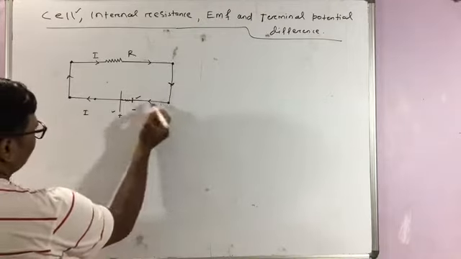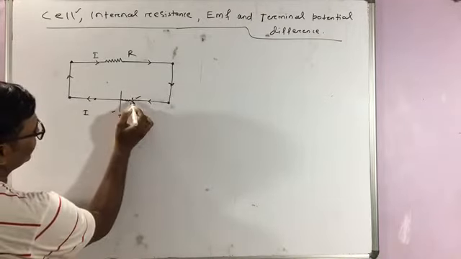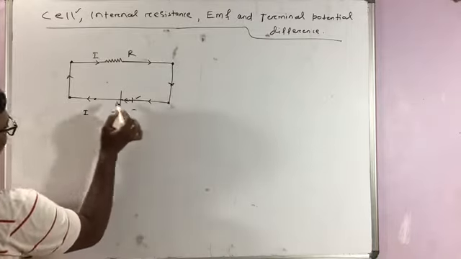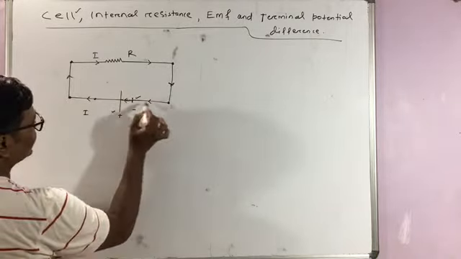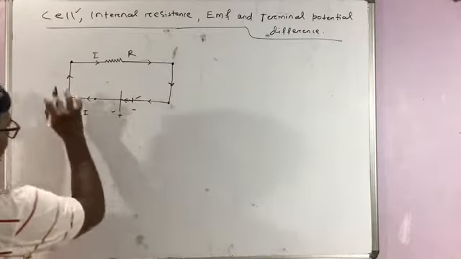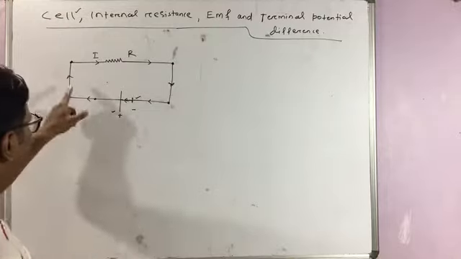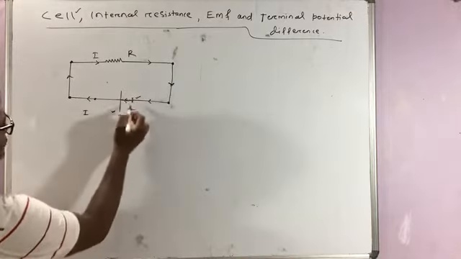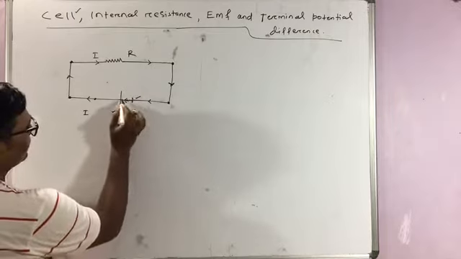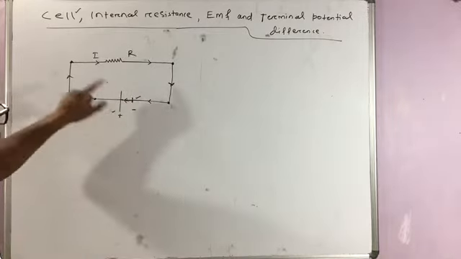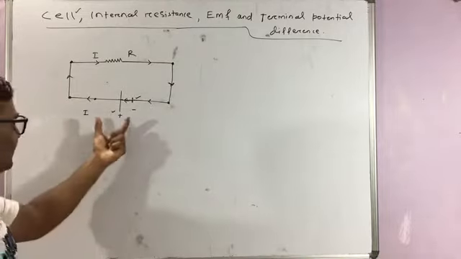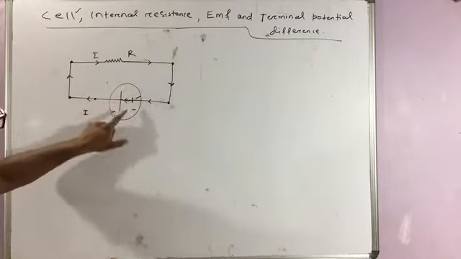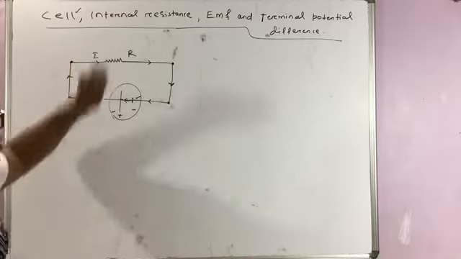So when the current flows through the circuit, inside the cell the current flows in this direction, because we know from the equation of continuity that charge won't accumulate inside the circuit, so the current in the circuit is constant throughout. So inside the cell, when the current flows, the electrodes collectively with the electrolyte oppose the flow of current. And that opposition offered by this cell to the flow of current in this circuit is called your internal resistance.